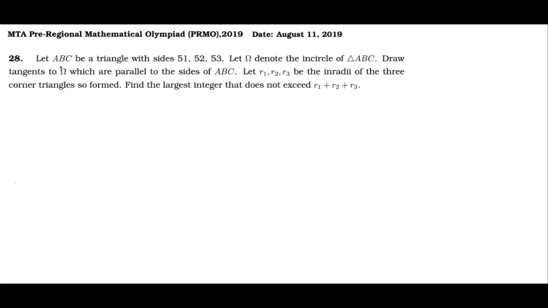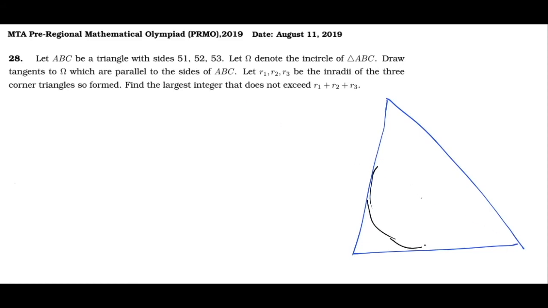Question number 28. Let ABC be a triangle with sides 51, 52, 53. Let omega denote its incircle. So if you have a triangle like this, the incircle will be a circle inscribed inside the triangle. Draw tangents to omega which are parallel to the sides of the triangle ABC. So we draw tangents to the circle parallel to the sides.